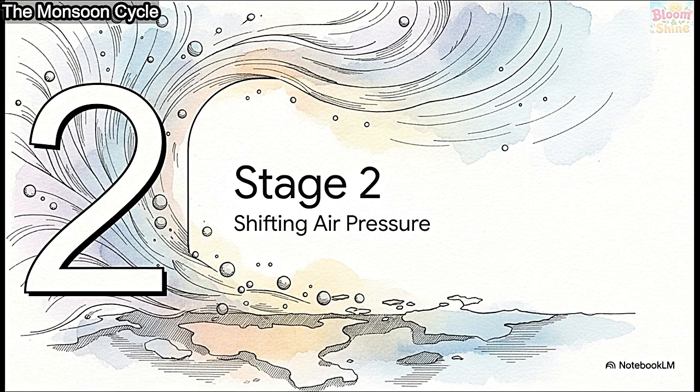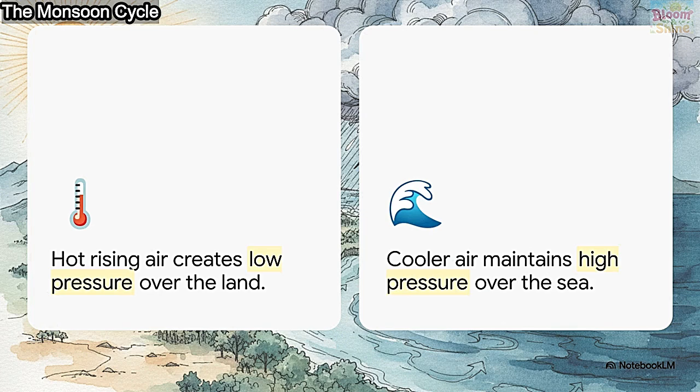Moving right along to stage 2, shifting air pressure. Now, that rising heat acts as the very first falling domino for atmospheric pressure. When all that hot air rushes upward, it leaves behind a void. It literally creates this massive area of low pressure right over the land. Meanwhile, the cooler, much denser air hanging out over the nearby sea maintains this contrasting zone of high pressure just off the coast. So suddenly, we've got a really stark atmospheric imbalance.